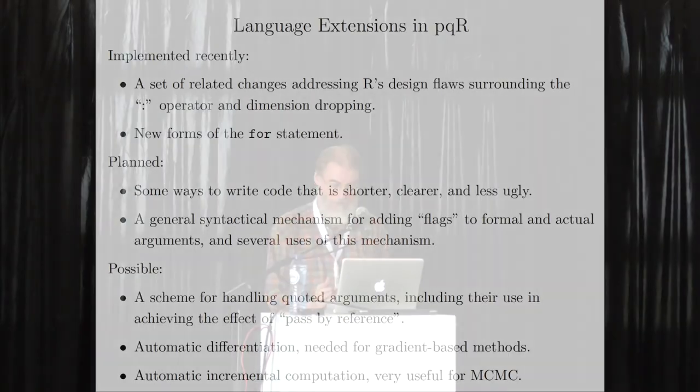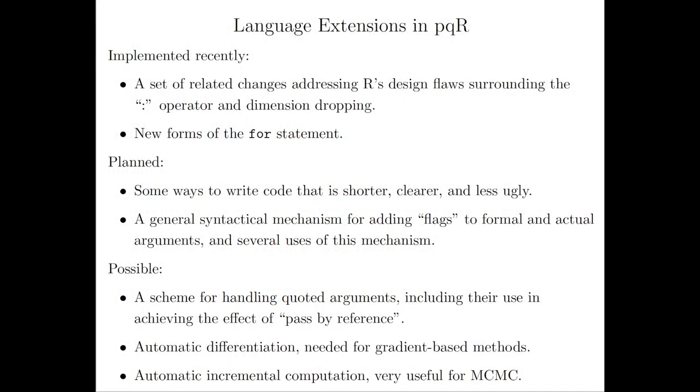So, here are some language extensions that I've been putting in pqR. One set implemented recently is a set of related changes, which are good individually, but which are also in total more than the sum of their parts. And they are intended to address the design flaws surrounding the colon operator and the way that dimensions get dropped with matrix subsetting. And there's also some new forms for the for statement, which are more sort of a nice convenience. They aren't as crucial as this set here, which I think do address a significant problem with the R language that leads to buggy programs and such.